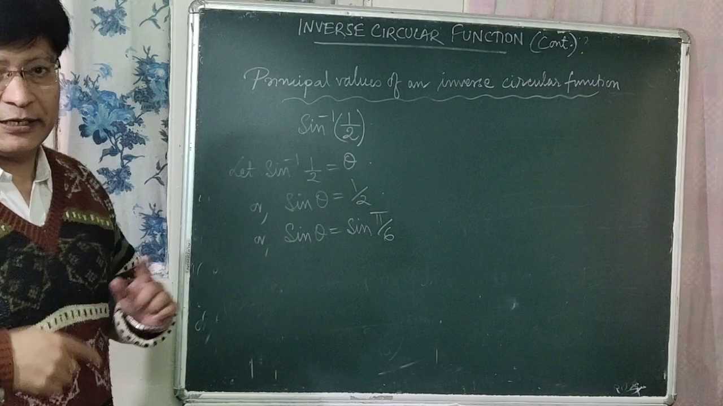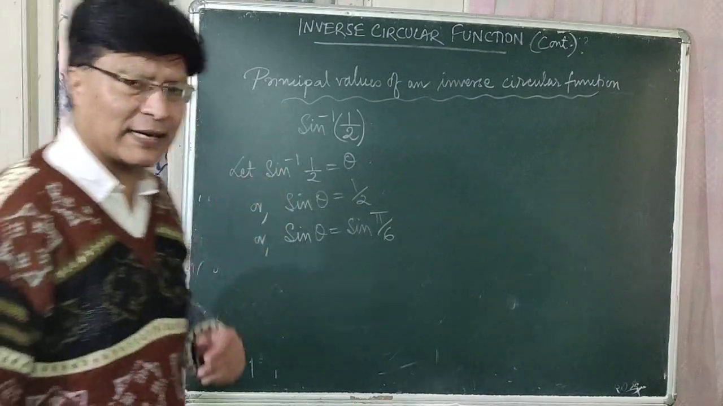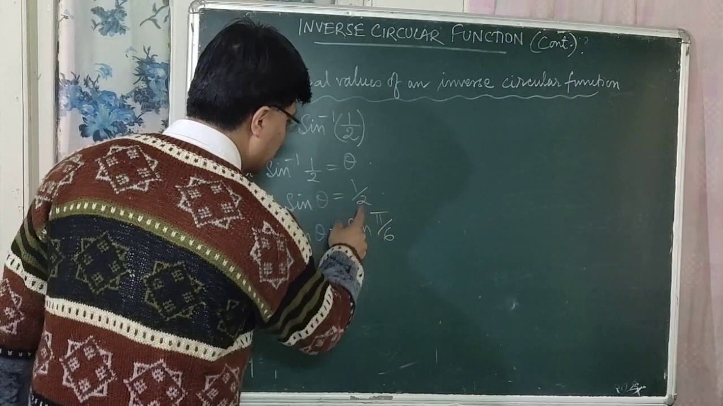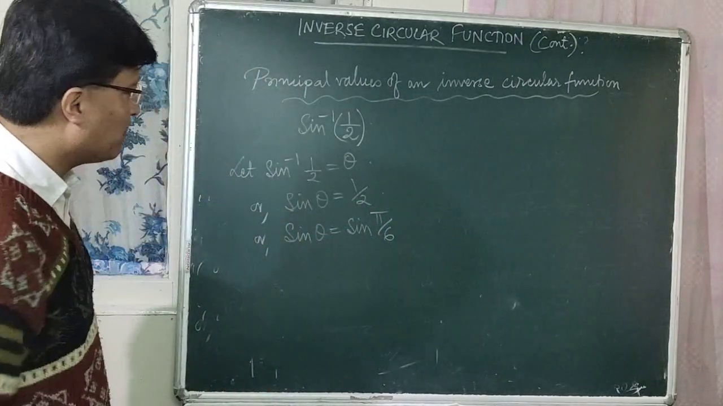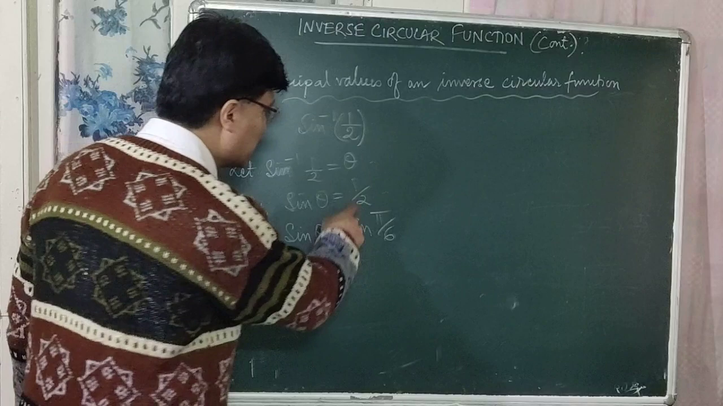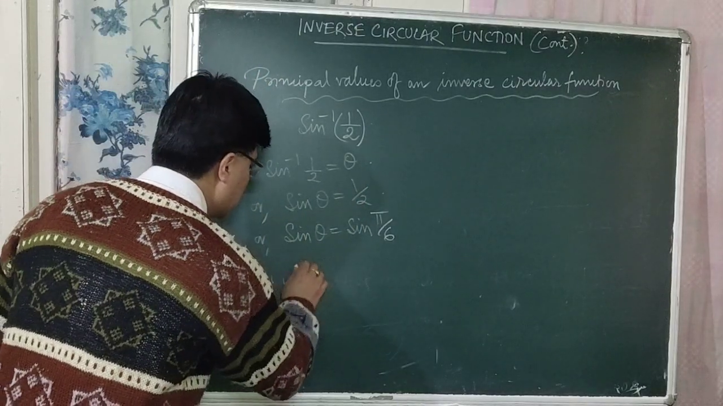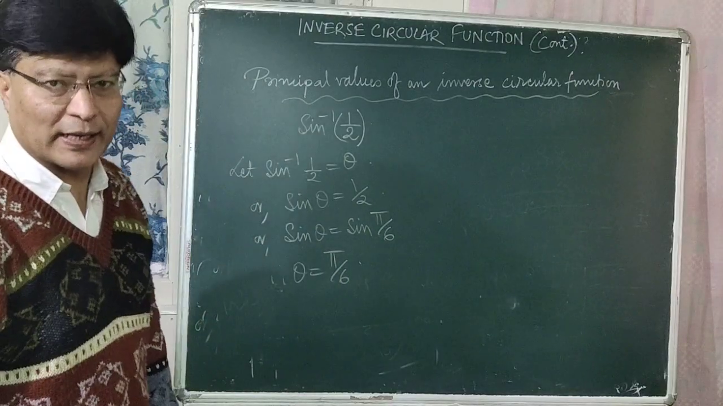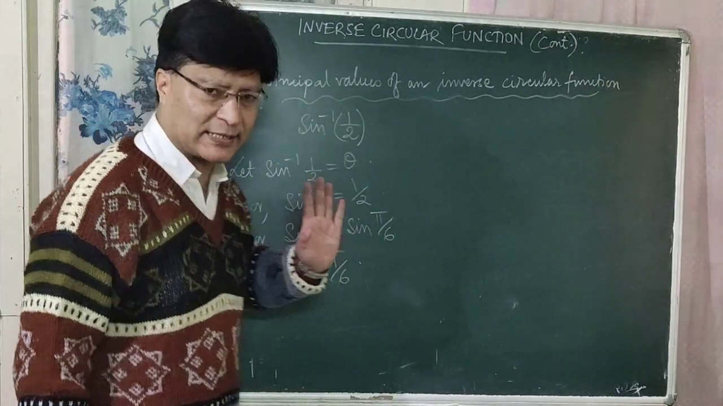You know how to convert degree into radians, isn't it? You have done it in class 10. So I think you know it, right? So I have written here in terms of radian, that is pi by 6. That is, sine 30 is half. Therefore, theta is equal to pi by 6. Okay? You have done it in class 10.